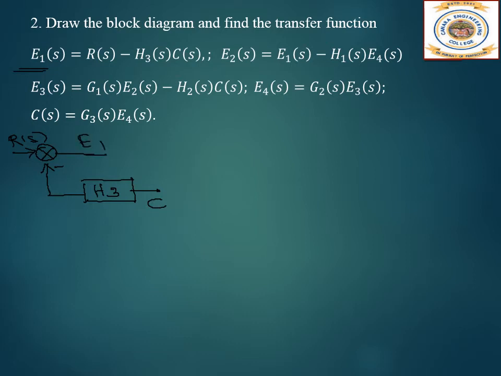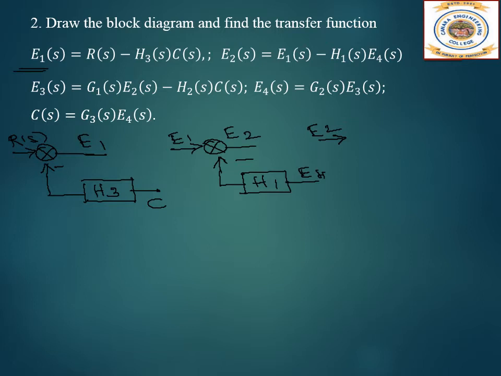We'll go to the second equation. Second equation: E2 of S equals E1 of S minus H1 of S into E4 of S. So here E1 of S is the input, and the output of this is E2. The other input is minus H1 into E4. So here this will have H1, and where does it come from? E4. Equation 3: see, input is E2, one input. But along with that, what do you have? G1. So here I have to write the G1 block also.